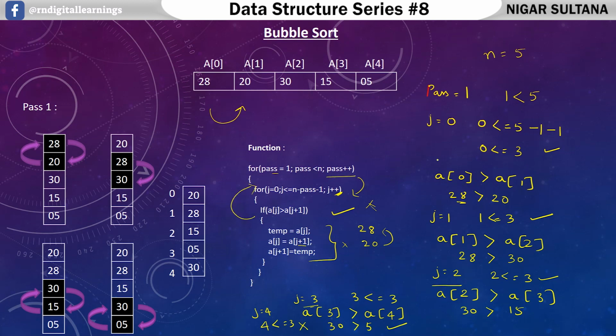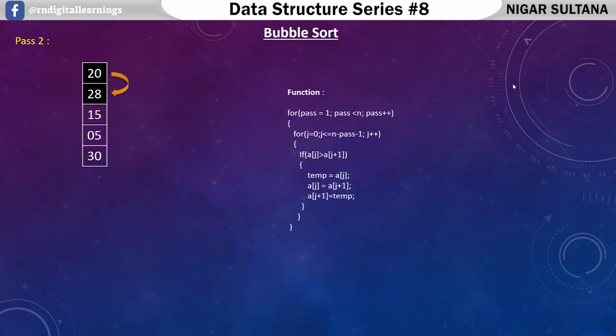Increment pass. Initially the pass value was 1. Now when I increment, the pass value will be 2. Pass is equal to 2. Now, is 2 lesser than 5? Yes, it's true. If it is true, enter into the loop. J is equal to 0.